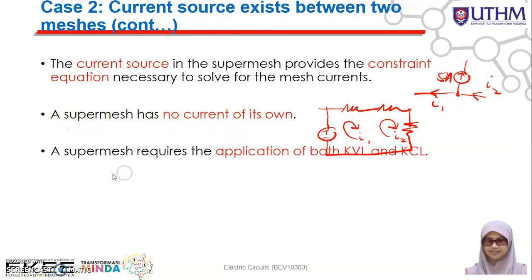Okay, and then lastly, a super mesh requires the application of both KVL and KCL. Okay, so you need to apply KVL at the super mesh, and then you need to apply KCL at the node that is connected to the current source. Okay, so we will see in detail how to apply those techniques that we have just learned in the following example.